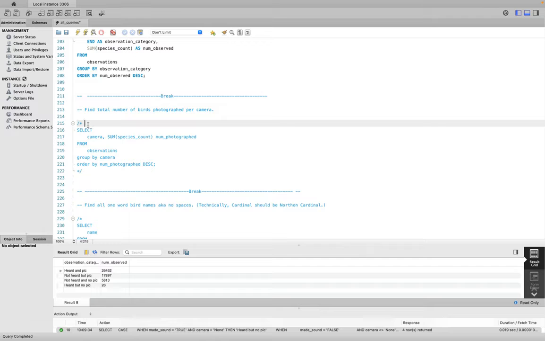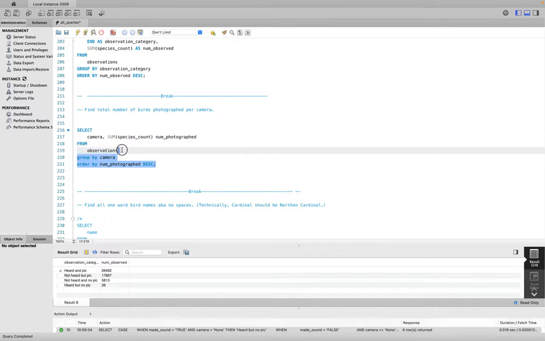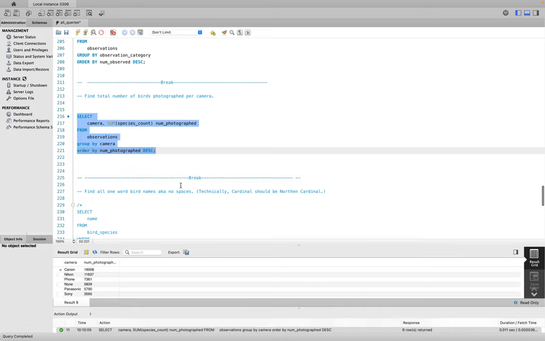Alright, here's a simple one. Find the total number of birds photographed per camera. So that's just a matter of selecting the camera and then the species count, so then total number of birds seen with the camera, and then we're going to group by camera to get the results per camera. And most common was Canon, second was Nikon, third was phone, fourth was none, meaning that there's no photograph taken. Next was Panasonic, and then last was a Sony camera.